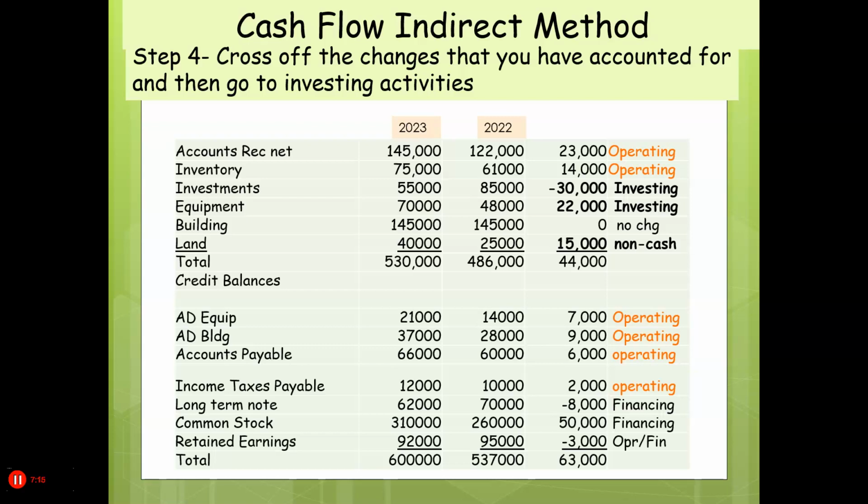Now, what I like to do, now that I have done operating, is cross these off because I know I've already used them. This one has no change. I don't care then. It's non-cash. I don't care. And then I'm going to subtract out all the operating activities because I've used that information. So now what we're going to do is go to investing activities.